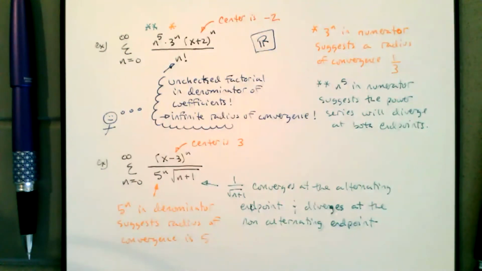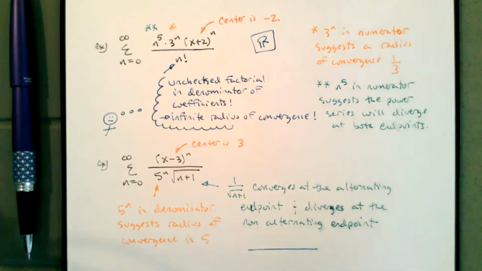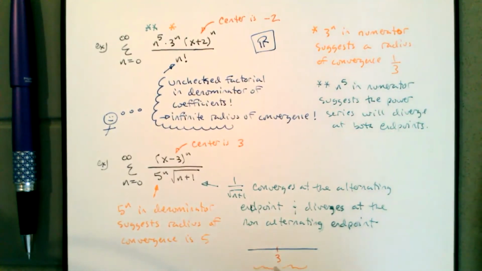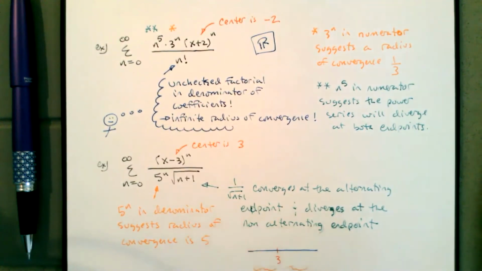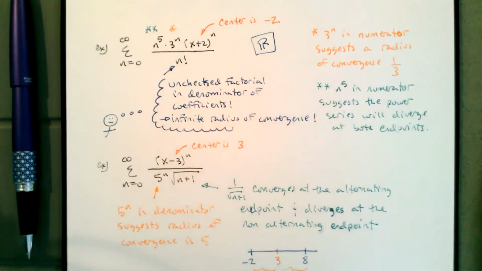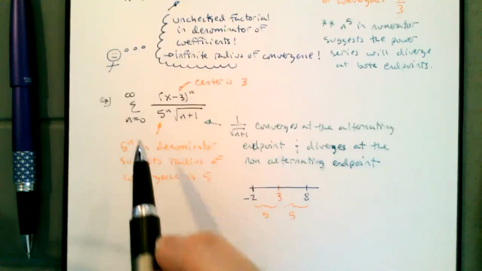So it looks like there's a center at 3. It looks like we have a radius of 5, so I'll go 5 up and 5 down. That makes the endpoints 8 and -2. So it looks like between -2 and 8, we'll get convergence because the common ratio, x minus 3 to the n over 5 to the n, will be less than 1.